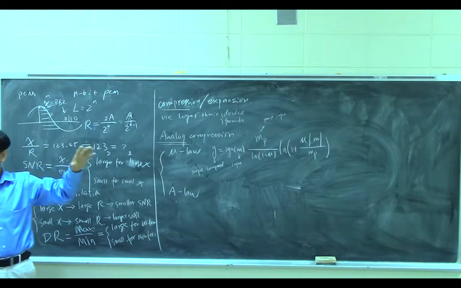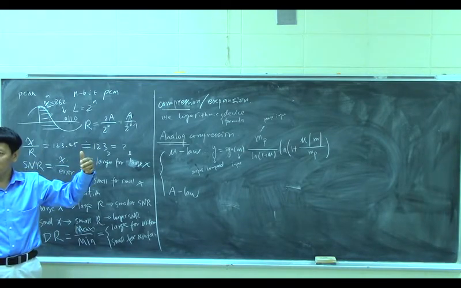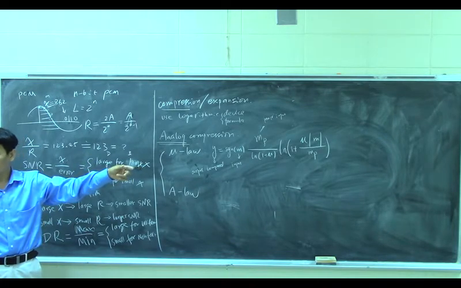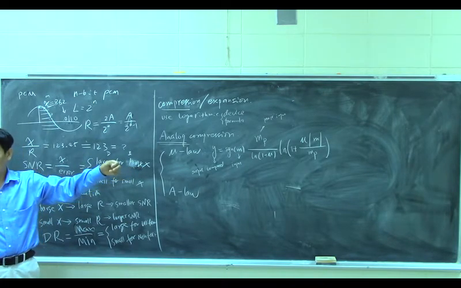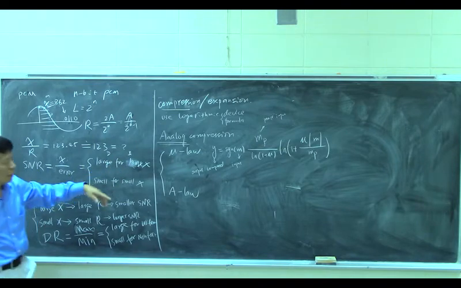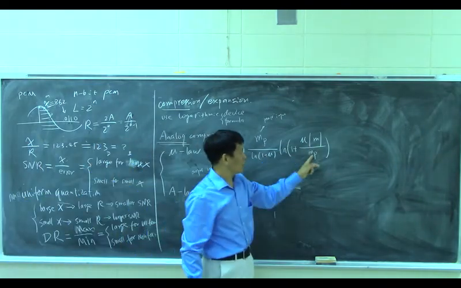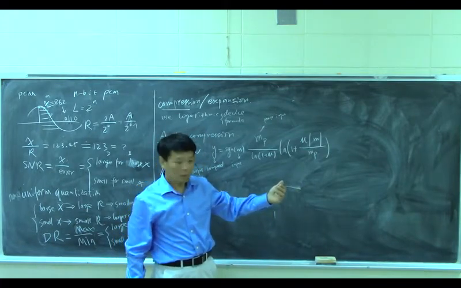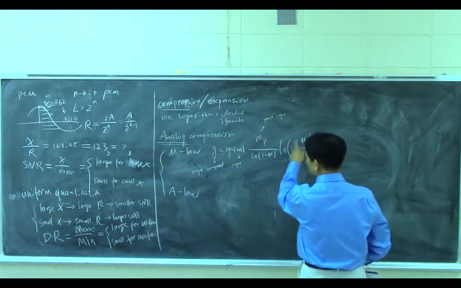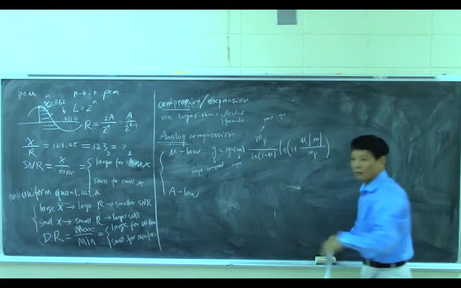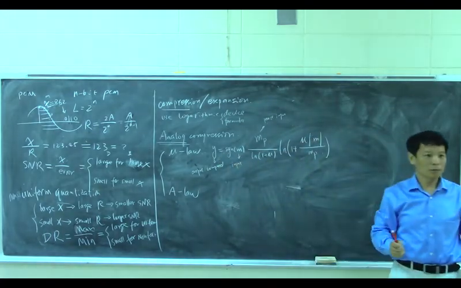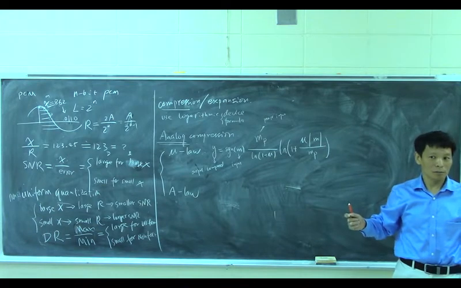What is the maximum peak value of the input data? In the last example? 10, right? So that means this MP equals 10. And mu will be given, for example, 255. Right, so we know this, and everything is known. So we can give us a number, then we can compress it, get the output. That's it. Very simple.